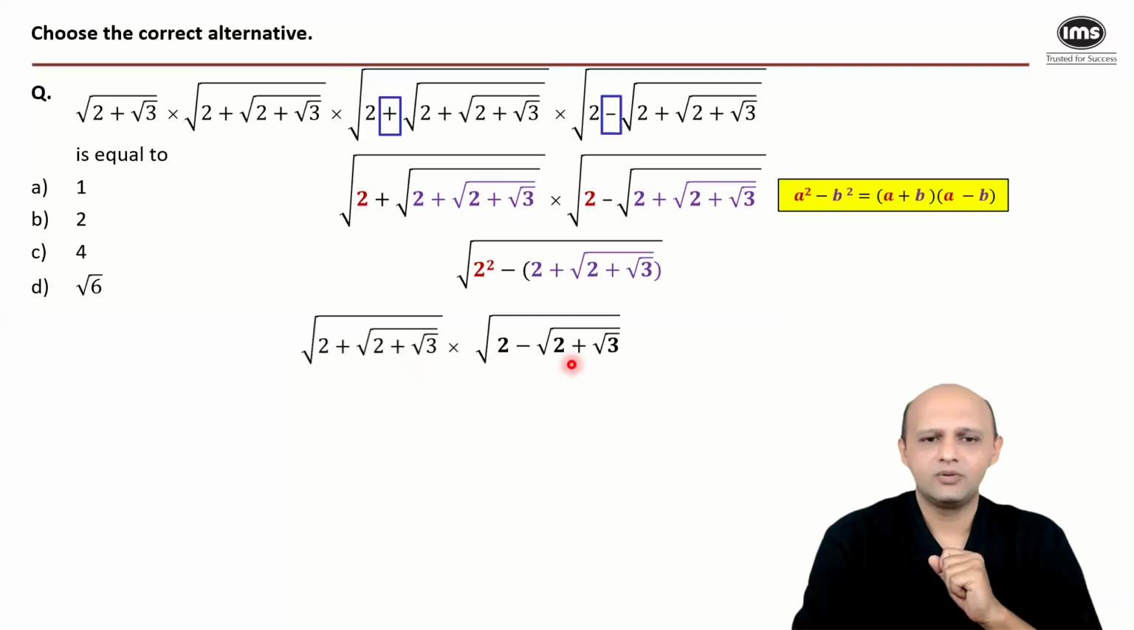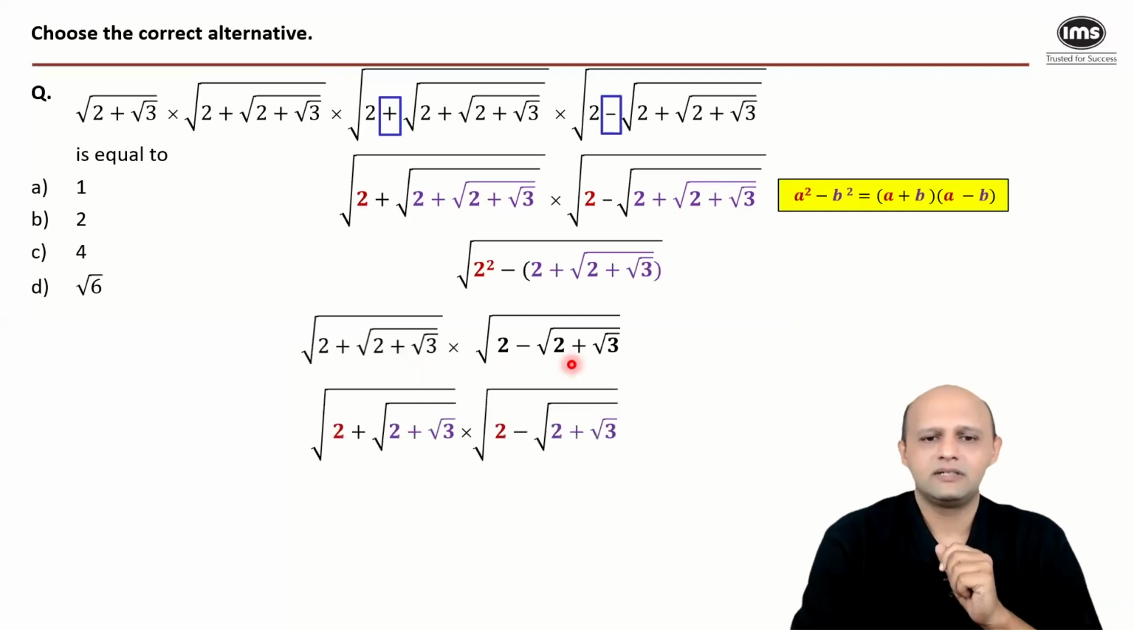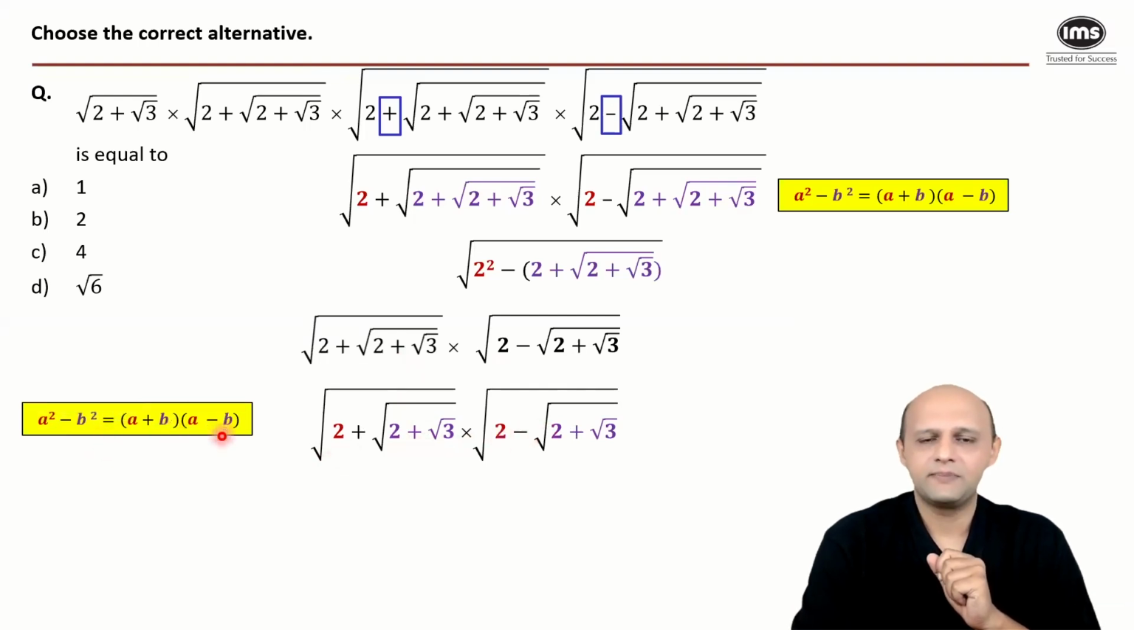So let's look at this. Now, how will this appear? If you look at it in the form a plus b, a minus b, here a is going to be 2 and b is going to be under root of 2 plus root 3. Okay. So this would look like this. Okay. A plus b, a minus b.